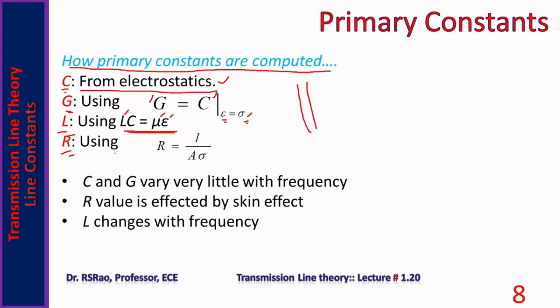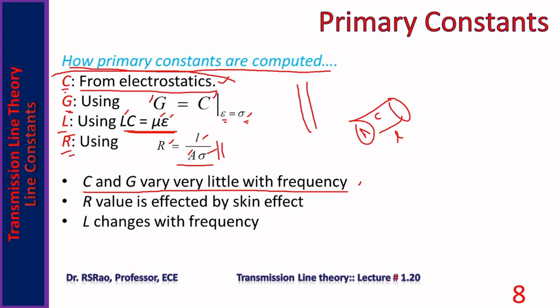And R is obtained from the relation: resistance is equal to length divided by cross-sectional area times conductivity. This is the most general relation for the resistance of a conductor. The conductor resistance depends upon length, upon cross-sectional area, and also upon conductivity. One or two points to remember. C and G vary very little with frequency. So they are almost constant, independent of frequency. The R value varies with frequency because R is affected by skin effect.